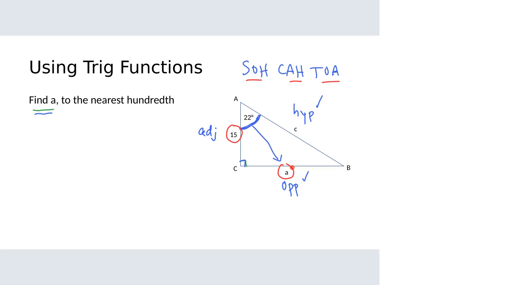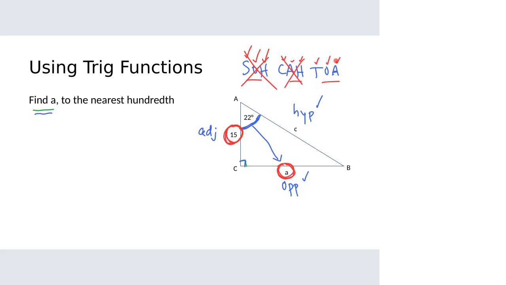Okay, so let's take a look at what we've got here. Sine is opposite over hypotenuse. Well, I need to find the opposite. I don't know the hypotenuse, so I am not using the hypotenuse here, so I'm not using sine. Cosine is adjacent over hypotenuse. I know the adjacent, so that's useful. But I don't know the hypotenuse, and I'm not looking for it, so I'm not going to use cosine.